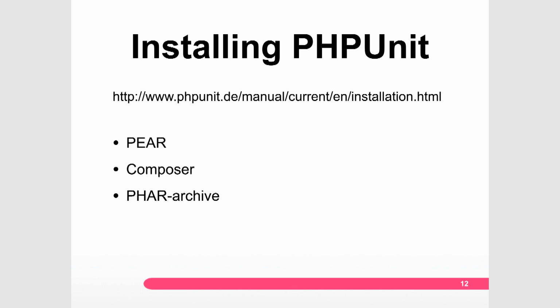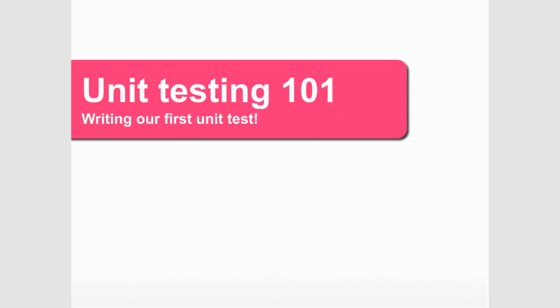Installing PHPUnit, I leave up to you. There are three methods: you can use PEAR, you can use Composer, or you can download the PHAR archive. It's all very well documented, and I trust you can manage that. It's like typing three lines of code in your command line, and then you have it. So that's rather easy. So let's write the first unit test.